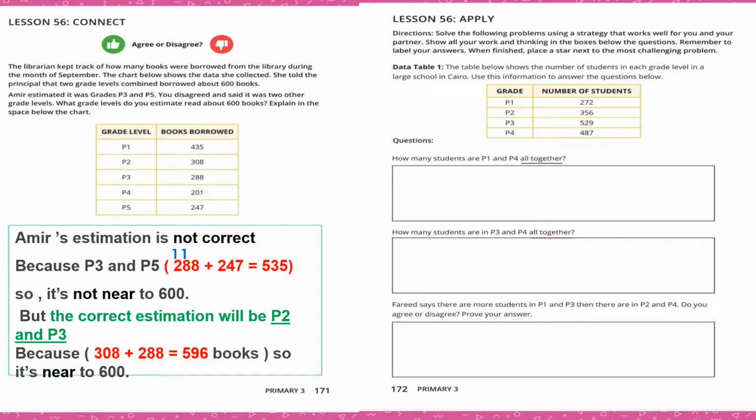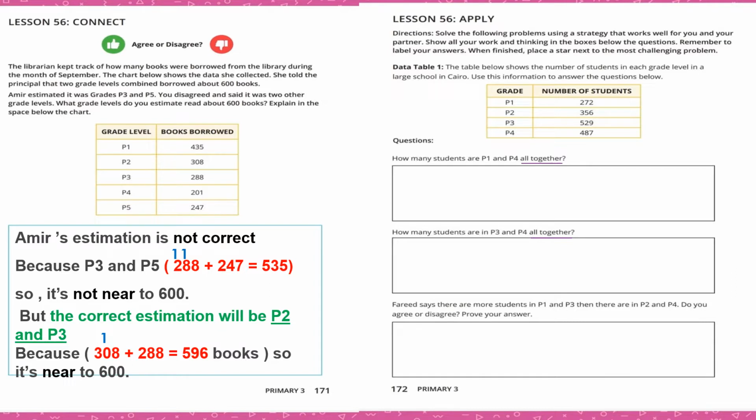308 plus 288. Ones with ones. 8 plus 8 equals 16. 6 and carry up 1. Tens with tens. 1 plus 0, 1. Plus 8, 9. The last one, hundreds with hundreds. 3 plus 2 equals 5. So the sum here, 596 books. So it's near to 600.